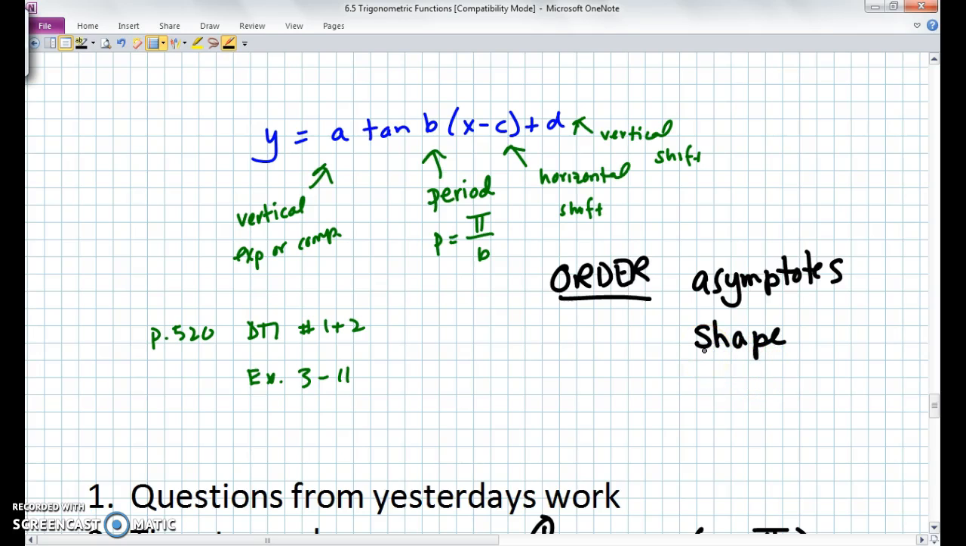Okay? Questions for me about tangent functions?